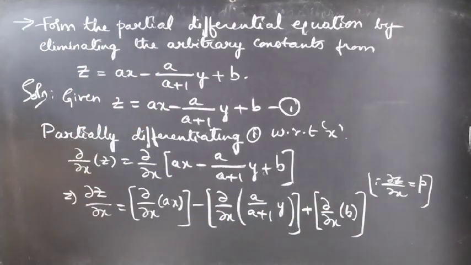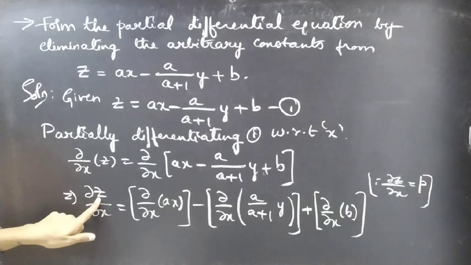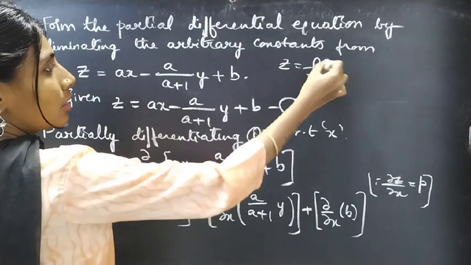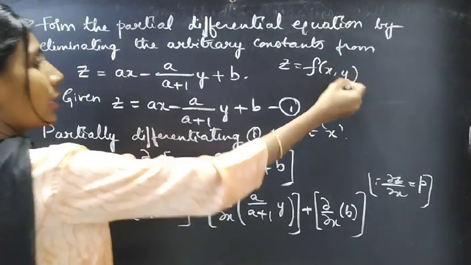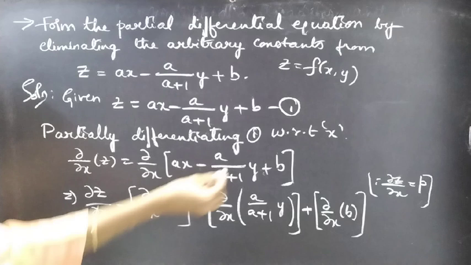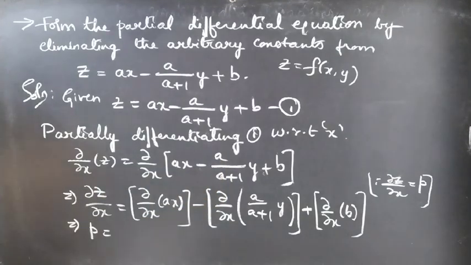Here x and y are independent variables and z is a function of x and y. We can say that z is a dependent variable, okay? And here we are going to replace it by the notation p, since p equals dou z by dou x, which gives us p equals a, a is constant.